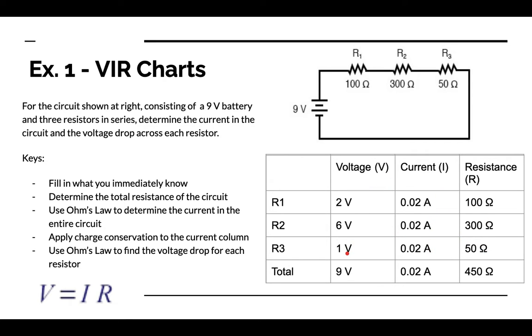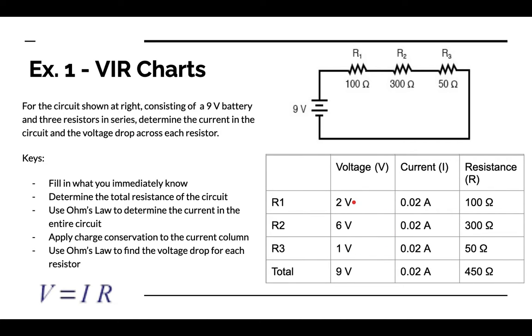What that tells us right here is how much energy is being dissipated per electron across each individual resistor: 2 volts across R1, 6 volts across R2, and 1 volt across R3. And we see this makes sense because there's less resistance in R3 compared to R1. As a result, less energy should be dissipated in R3 compared to R1.